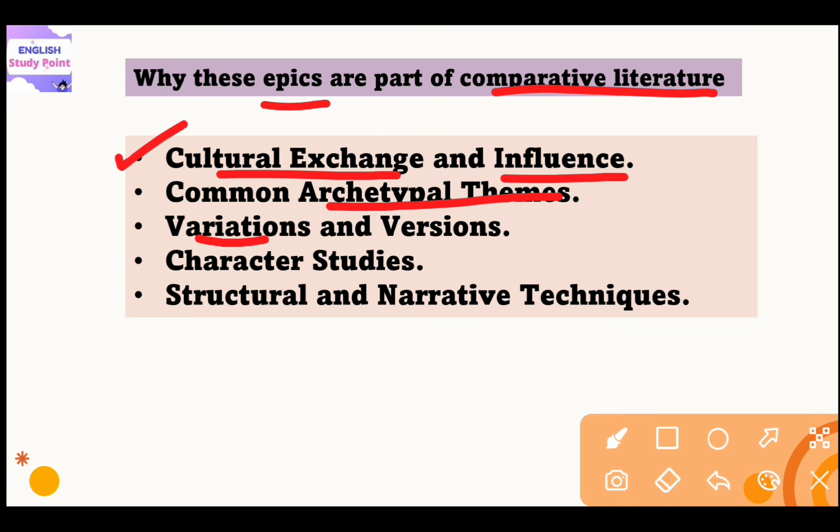Third one is variations and versions. So there are multiple versions and retellings of the Ramayana and Mahabharata across South and Southeast Asian cultures such as the Thai Ramakien or the Indonesian Ramayana. So comparative literature studies these and tries to understand how narratives evolve when they interact with different philosophies, religions, and historical contexts. Fourth one is character studies.